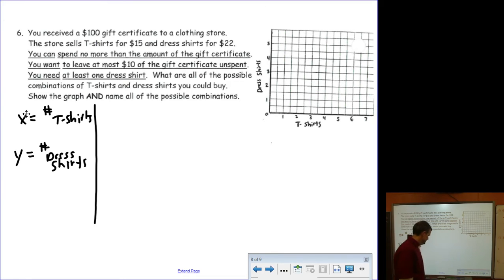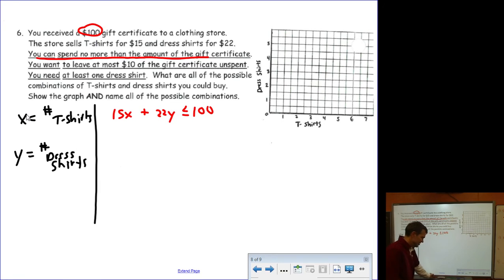Now, there are several restrictions here. The first restriction is I can spend no more than the amount of the gift certificate, which was $100. Okay, so that gives me an inequality. It says the cost of all these have to be less than or equal to $100. Well, the t-shirts cost 15 bucks, so 15x would be the cost of X number of t-shirts. And the dress shirts cost $22, so 22y. That would be the cost of all my shirts, and that has to be less than or equal to $100.